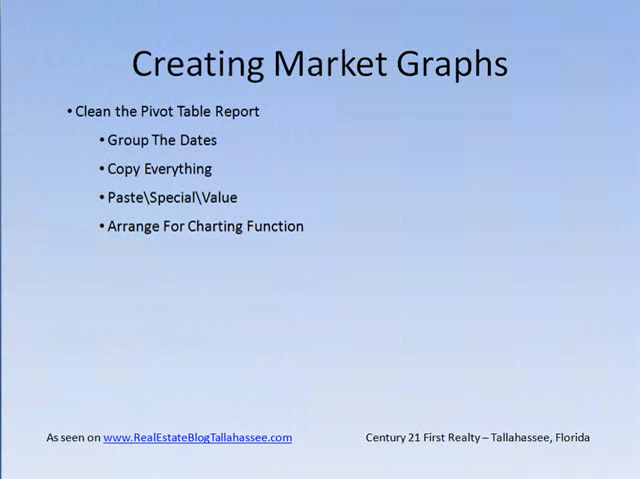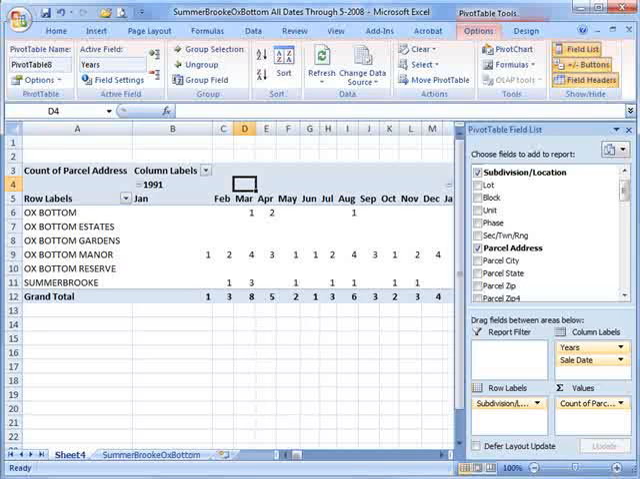Now that we've done our pivot table, we've already grouped the dates. It's time to clean the data up so that we can arrange it for our charting function. The pivot table starts out as a field of all kinds of complex calculations, and what we want to do is just turn this into simple data. The easiest way I know of doing it is hitting a copy and paste on this and turning it into just raw data.